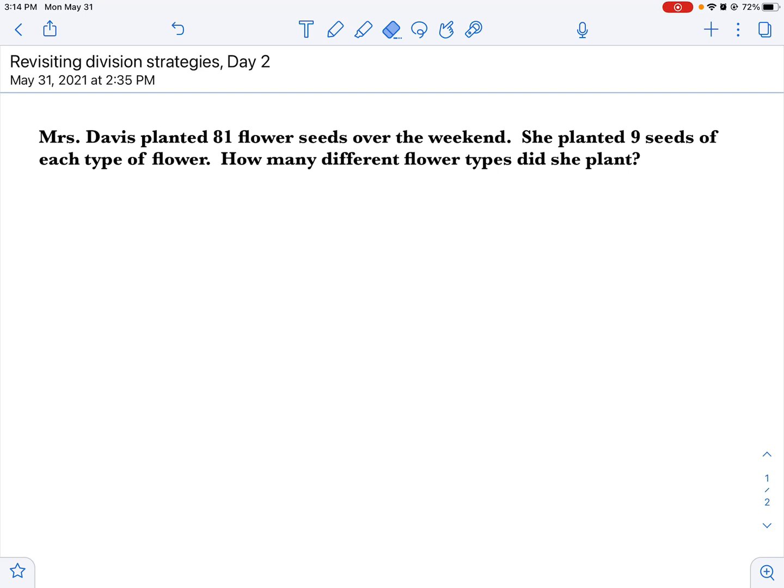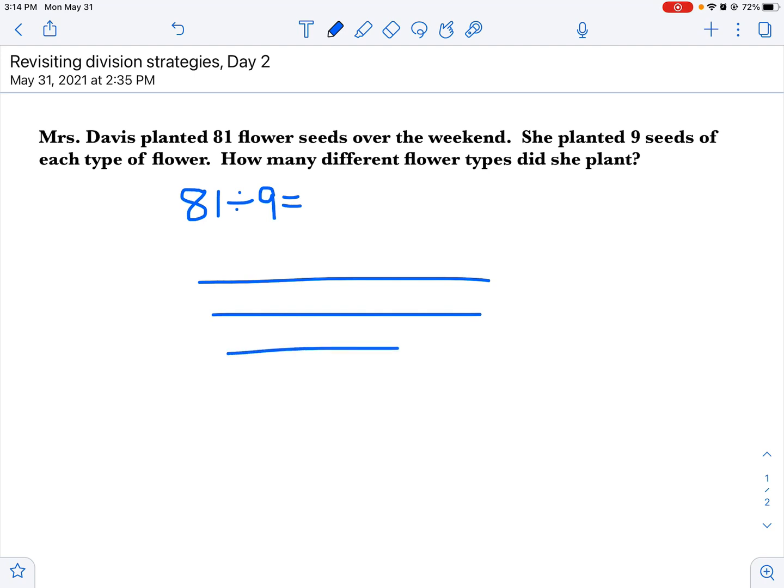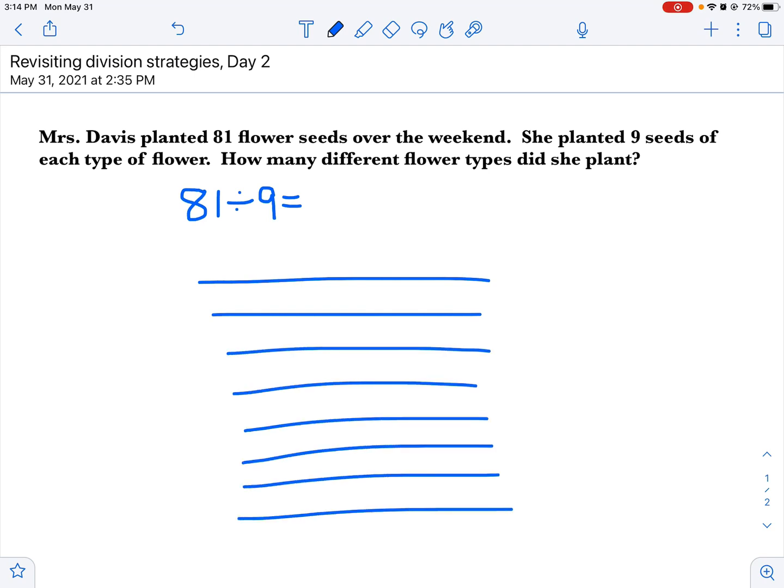Mrs. Davis planted 81 flower seeds over the weekend. She planted 9 seeds of each type of flower. How many different flower types did she plant? So we know we're working with division. So this is 81 divided by 9. And what we're thinking of is basically equal groups or equal rows, maybe even. You might be imagining a garden. So you might be thinking of 9 different seeds in each row and how many rows it would make.